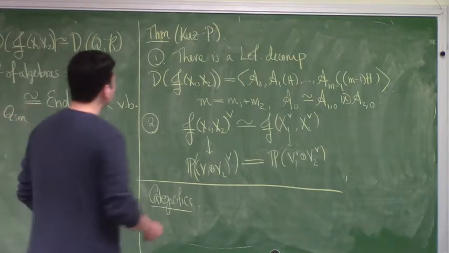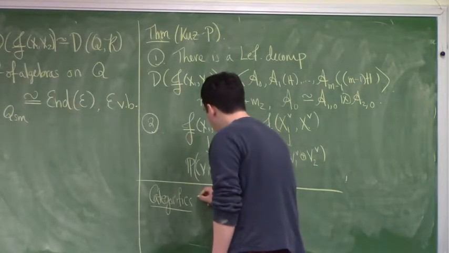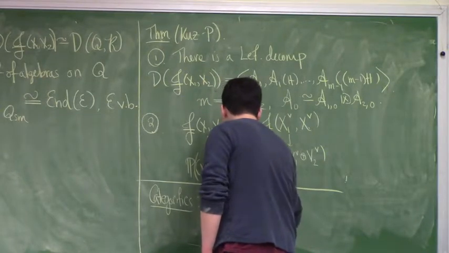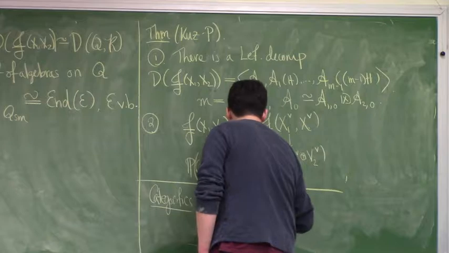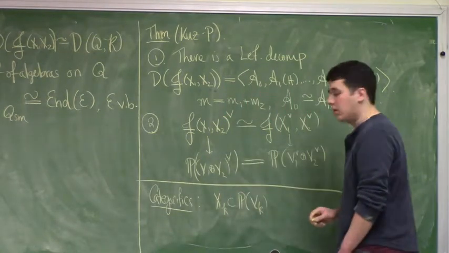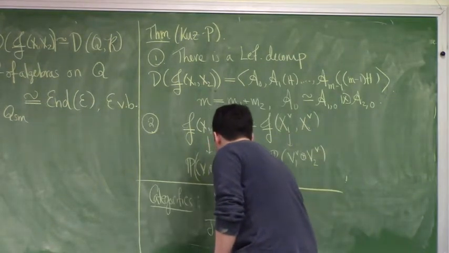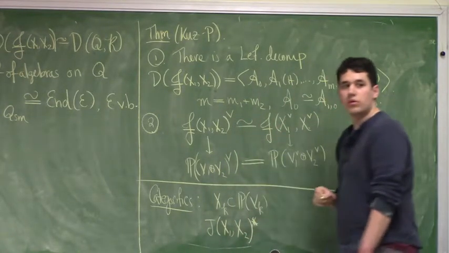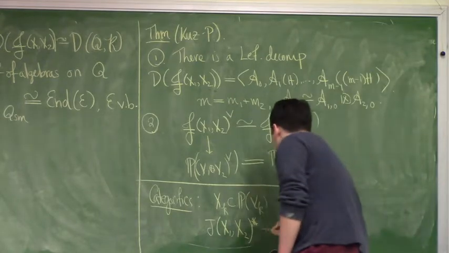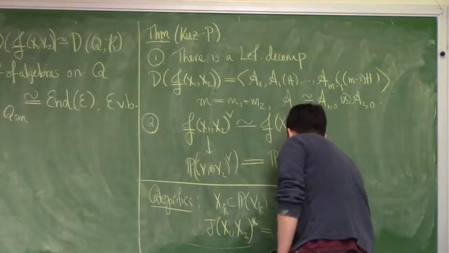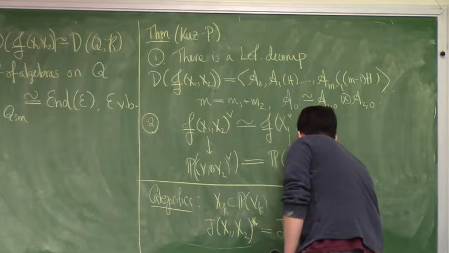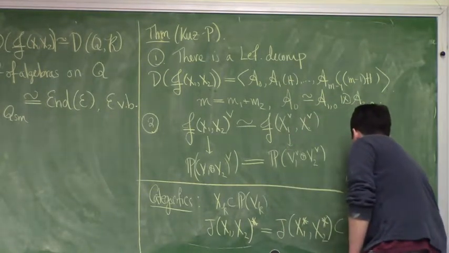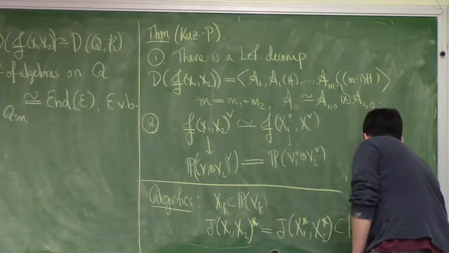And so how should you think about this theorem? Let's say that X1 and X2 are subvarieties of P(V_k), for k equals 1 and 2. Then you can consider the classical join of X1 and X2, and you can take its classical projective dual. It's not a very deep result, but this is actually the join of the projective duals of X1 and X2 inside of this dual projective space.